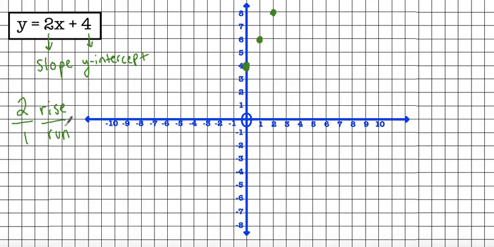And rise over run represents our slope. So here I have 3 coordinates. That's more than enough to draw a line. And remember to draw arrows at the end of our line to show that it continues unless our function is restricted.